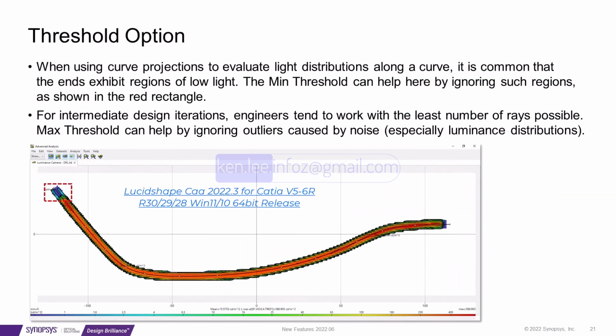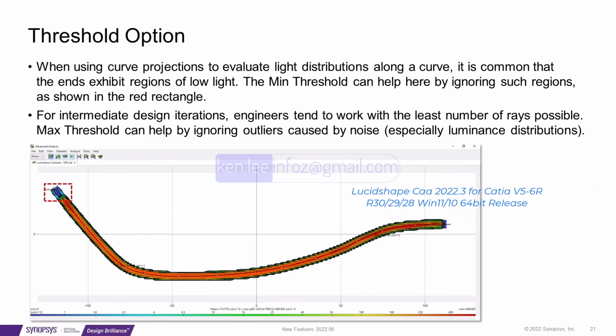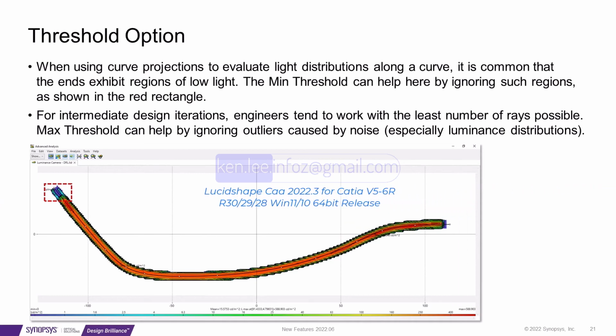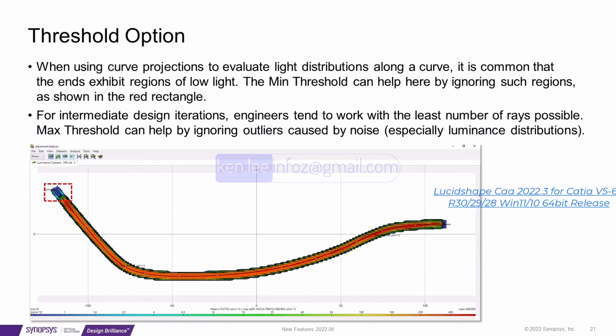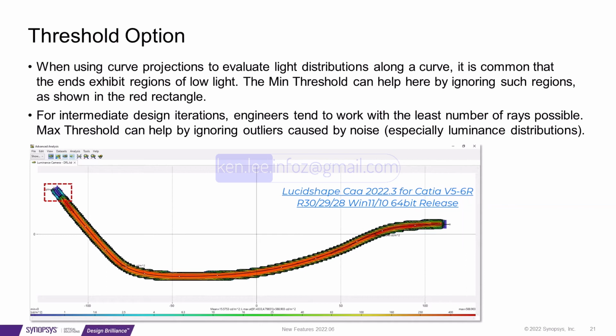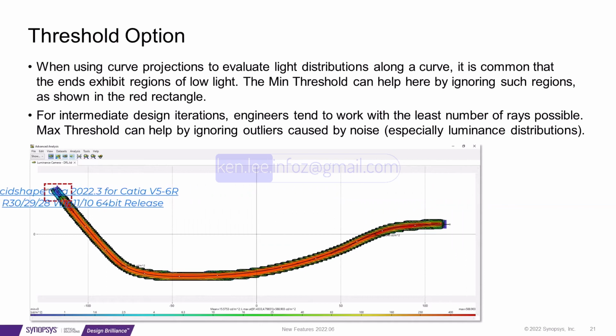When using curve projections to evaluate light distributions along a curve, it is common that the ends exhibit regions of little light. The min threshold can help here by ignoring such regions as shown in the red rectangle. For intermediate design iterations, engineers tend to work with the least number of rays possible. Max threshold can help by ignoring outliers caused by noise, especially in luminance distributions.